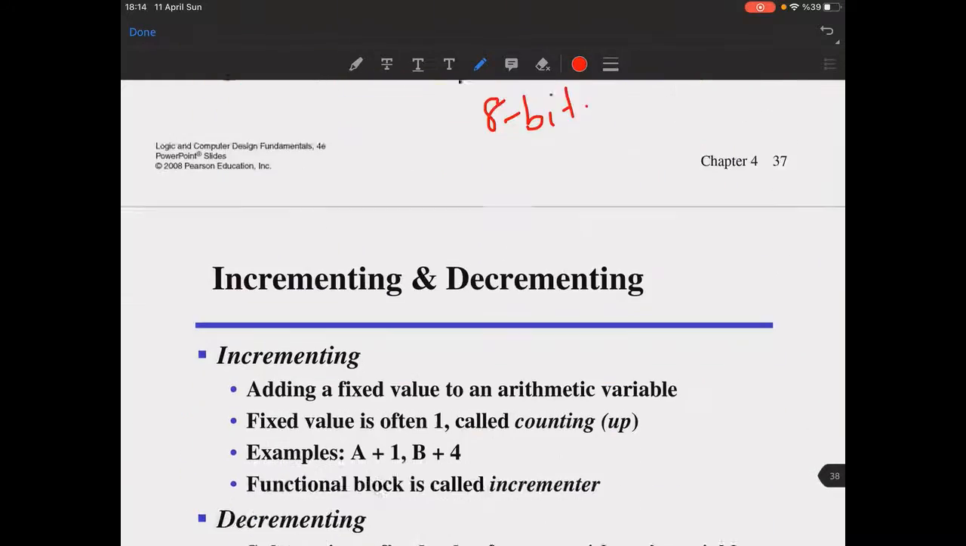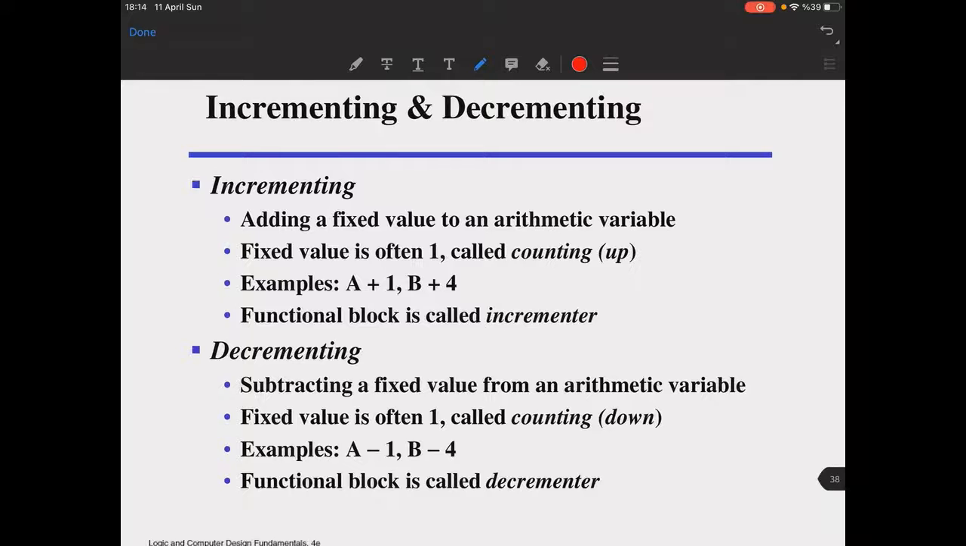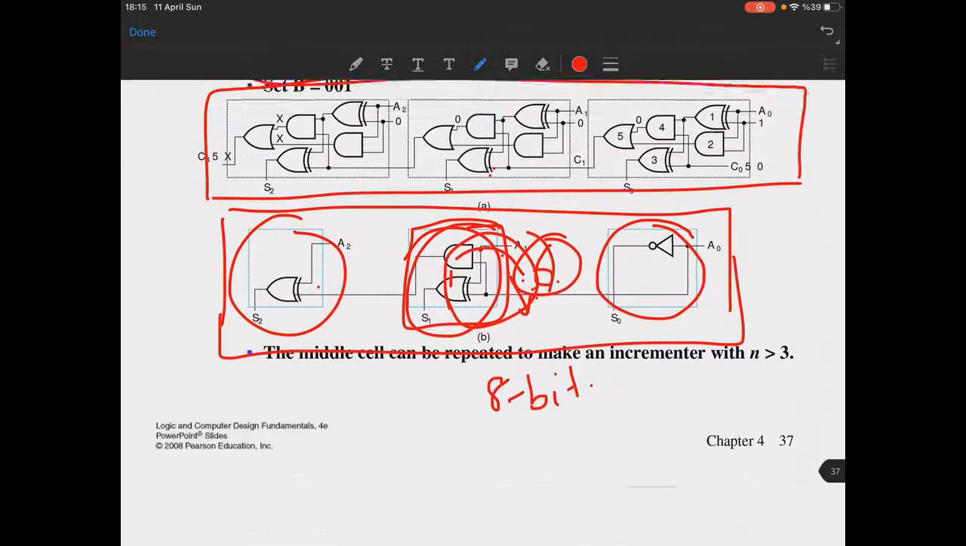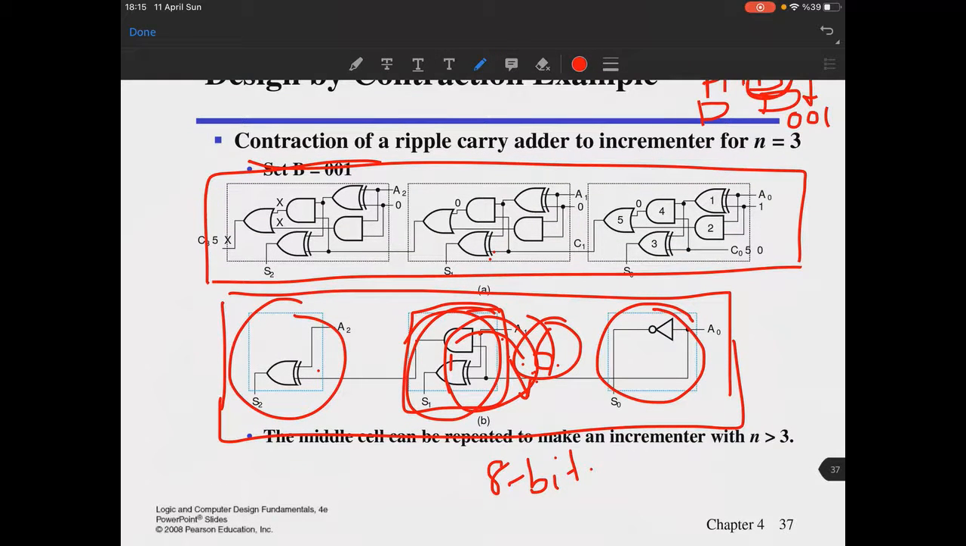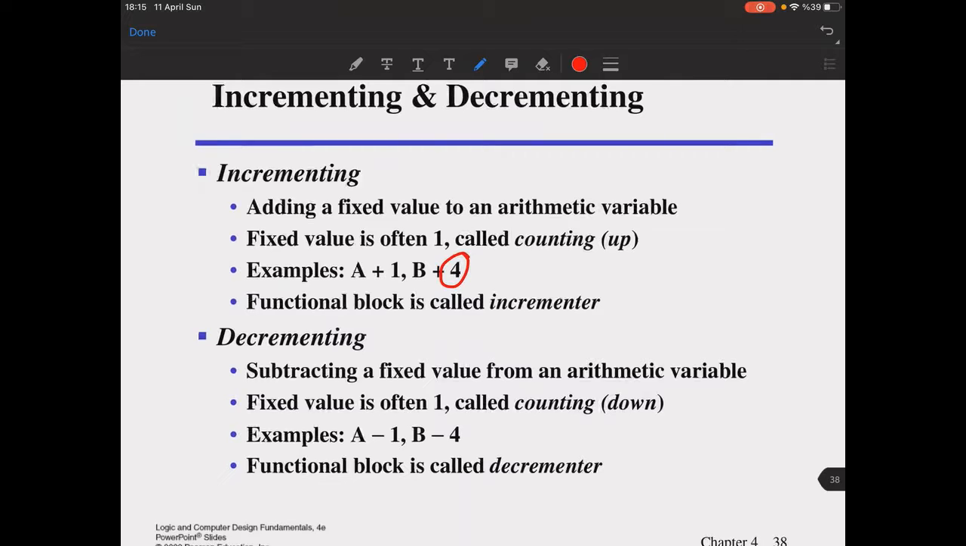That's the idea. So incrementing is adding a fixed value to an arithmetic variable. Usually it is 1 and it is called counting up, but you can have other types of incrementers as well. Not surprisingly, you can provide here any value you like, right? Okay, you provide here 1, 1, 1, and it will become what? It will become an increment by 3 incrementer, right? Okay, that's it. So this is called increment.